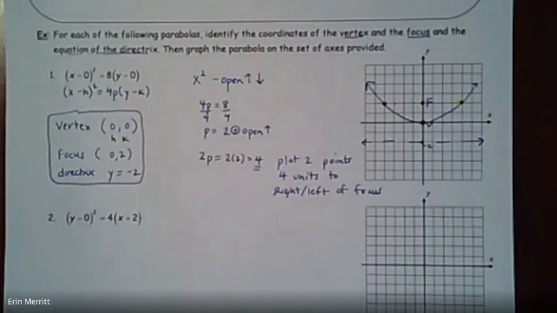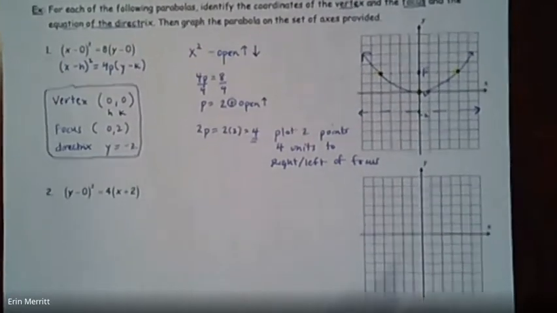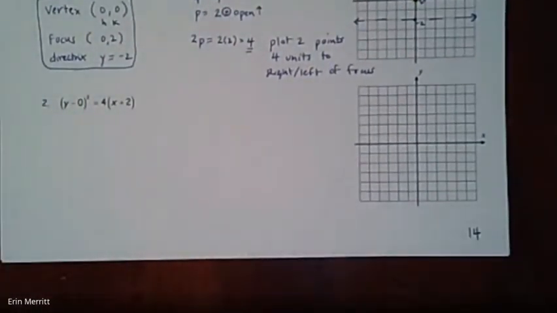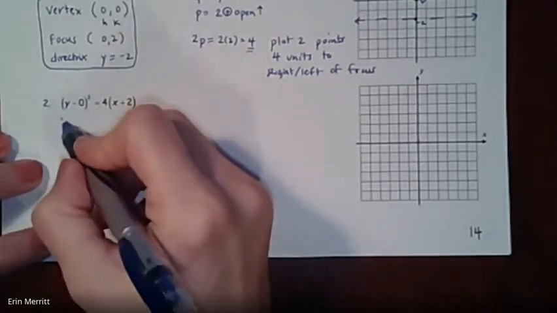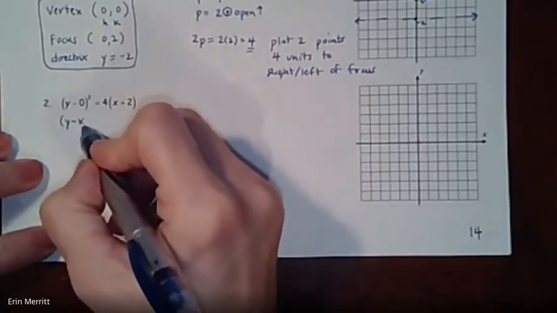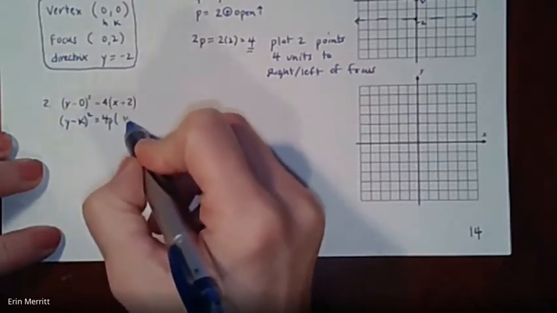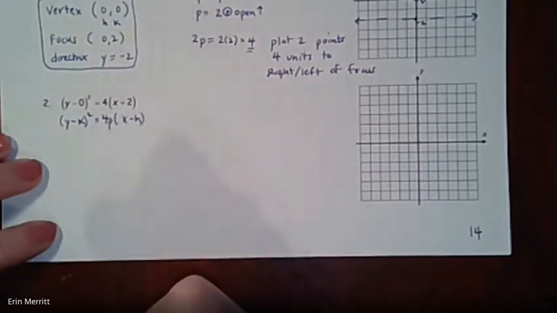Let's see if we can try another one. So I'm going to slide on up. When I look at this next one, keep in mind, it's starting with y in front. So the k always goes with the y. So this is (y minus k) squared equals 4p and then (x minus h), right?